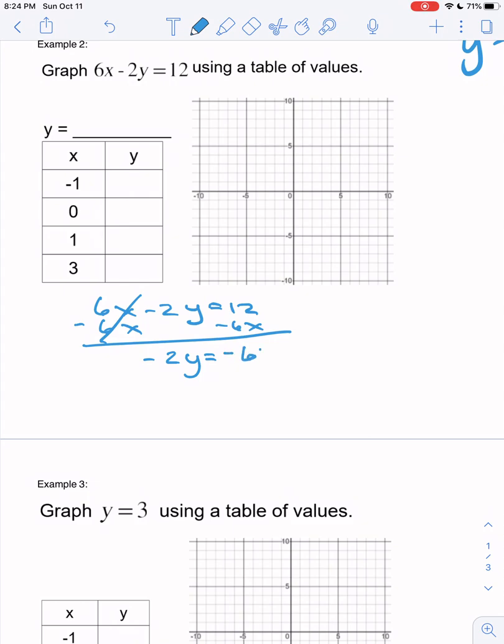So I'm going to go ahead and put that x first. I'm allowed to do that as long as a sign goes with it. So it's -6x. The 12 is positive, so I'm going to say plus 12. And then we know we have to get rid of that -2.